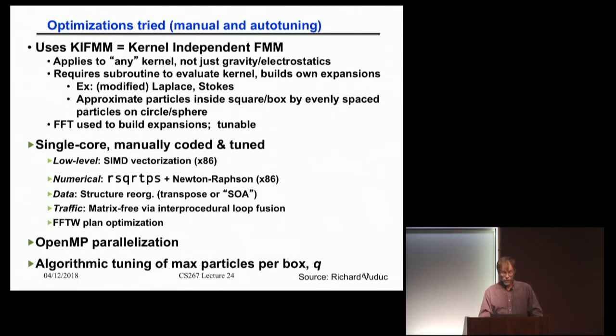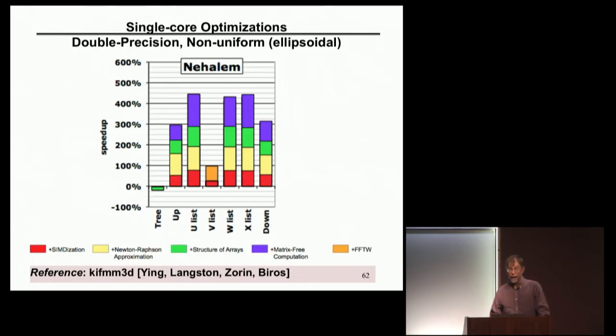So let me show you some of the results. This is just single core optimizations. So no parallelization here at all. This is just how much speedup you can get on a single core, double precision, and ellipsoidal. And here 0% means that's the unoptimized algorithm, the naive algorithm. So 0% means you're running the naive algorithm.